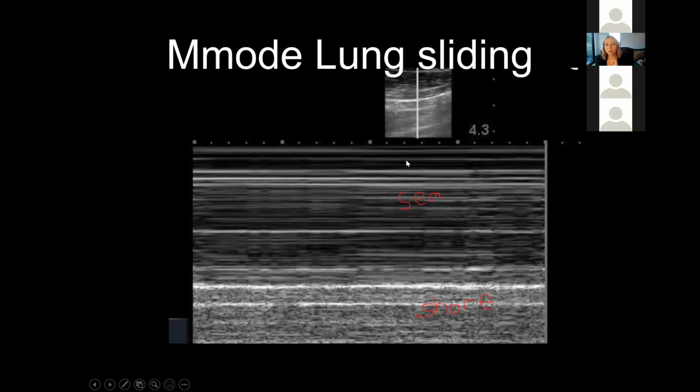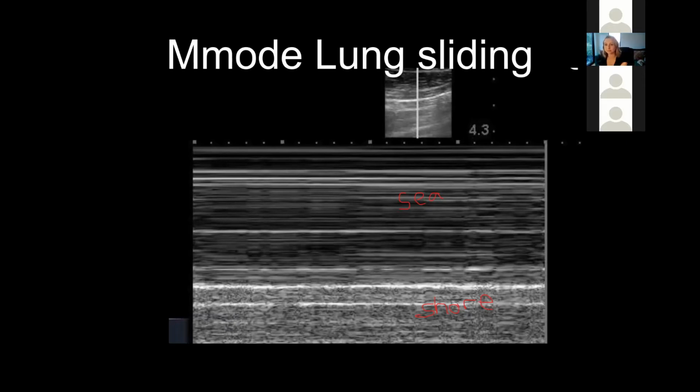And in a normal M mode image with lung sliding, we will see this sort of appearance with horizontal lines going across the top, and that's all the tissues above the pleural line that are just staying still. And we've got a much more chaotic speckly picture below the pleural line. So what it's supposed to look like is waves crashing on a sandy beach if we've got lung sliding. So if we lose that lung sliding, we lose the chaotic pebbly beach at the bottom, and we'll just have these straight horizontal lines going all the way to the bottom, and that's known as the stratosphere sign.